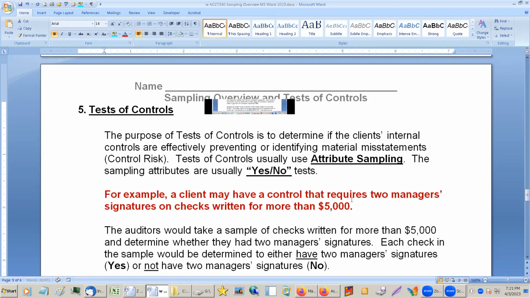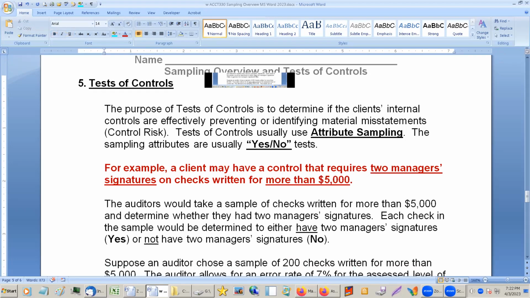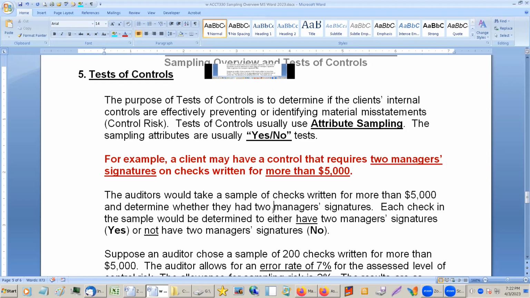For example, a client may have a control that requires 2 managers' signatures on checks written for more than $5,000. So if the check is more than $5,000, it has to have 2 managers' signatures. The auditor would take a sample of checks written for more than $5,000 to determine that they had 2 managers' signatures. By the way, why would they have 2 managers' signatures?